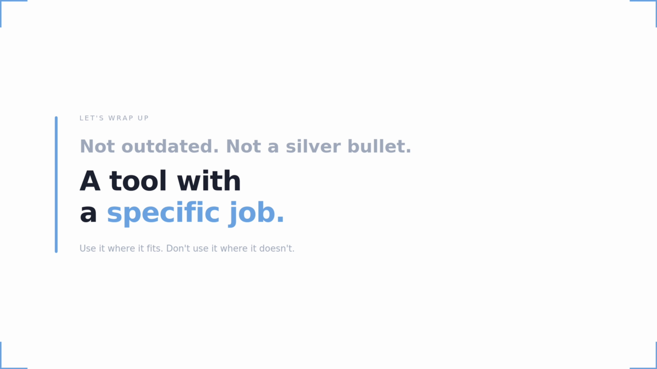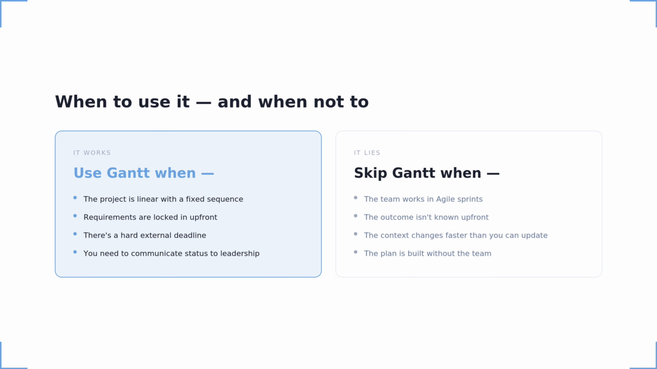Let's wrap up. A Gantt chart isn't an outdated tool, and it isn't a silver bullet either. It's a tool with a specific area of application. It works great in linear projects with fixed requirements and hard deadlines. It's irreplaceable for communicating with leadership and clients. But in Agile, in research projects, and anywhere the plan changes faster than it gets updated, it creates the illusion of control, not actual control.